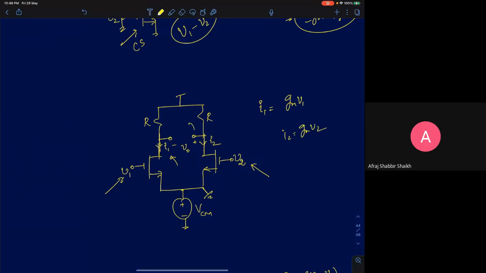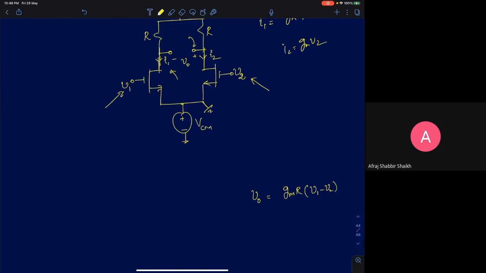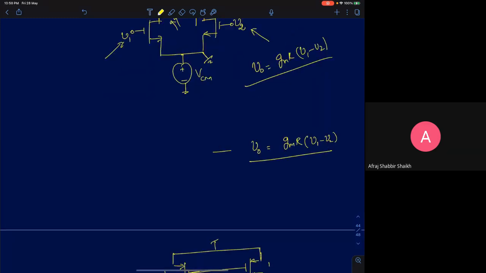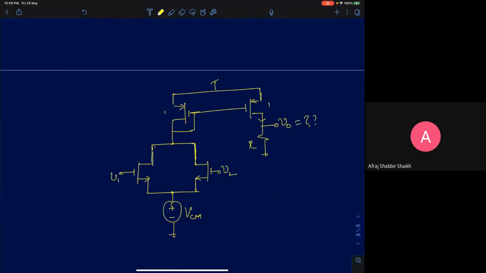If I take the output differentially, I can directly write, see this is positive here, this is negative. So your V0 will be GMR into V1 minus V2. So the currents I1 minus I2 into R will be your differential voltage, which is GMR into V1 minus V2. So I have discussed another circuit which can generate the difference between the two voltages. We will look at some other circuits and see what these circuits perform.